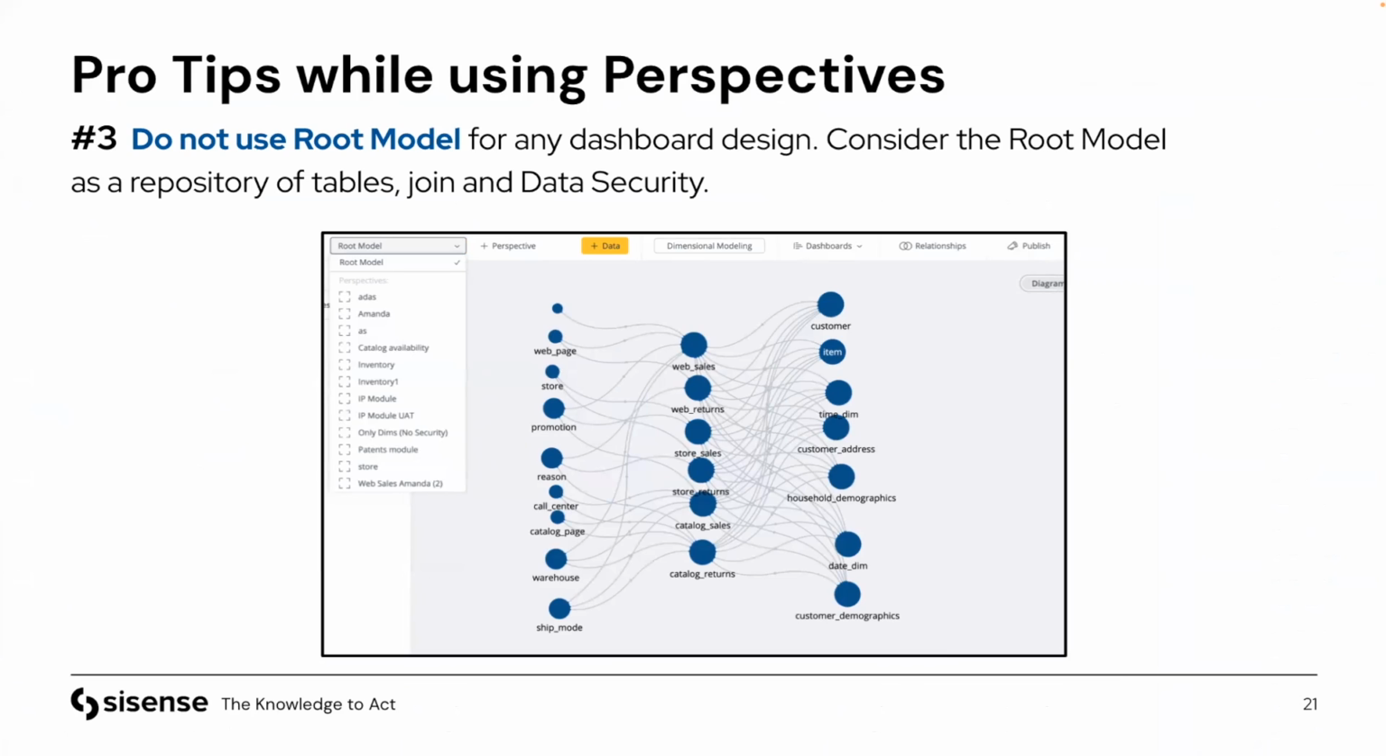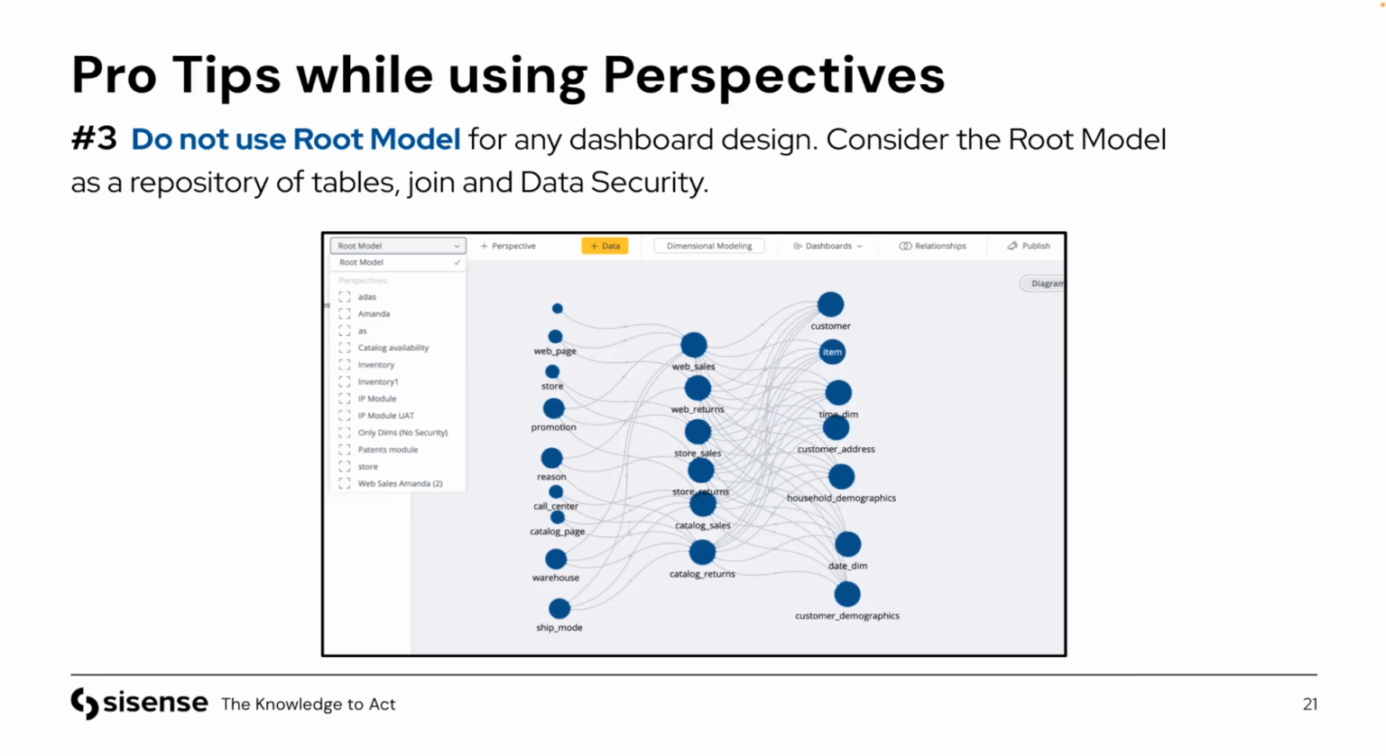So you can just have the entire model be used as a perspective, but just do not touch the root model, which will help you maintain things better. Because the root model is the parent model for all of your perspectives. Let's say you use it as a dashboard data model, and if you want to make a change, if you delete a join, that deletes the join inside all of the perspectives that are dependent on it.